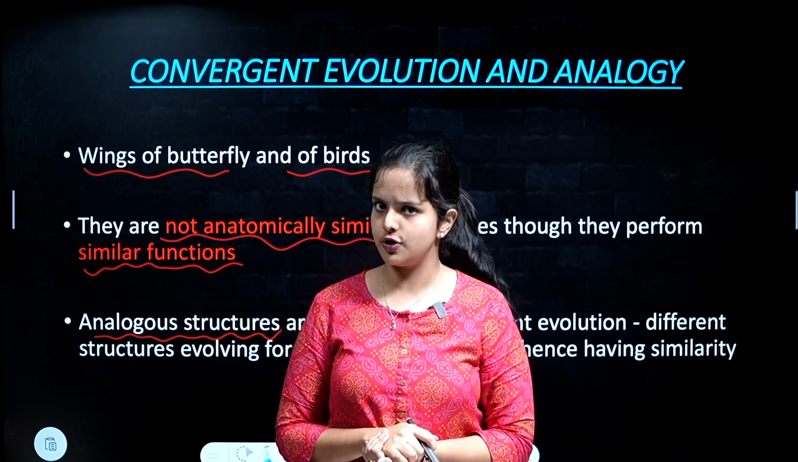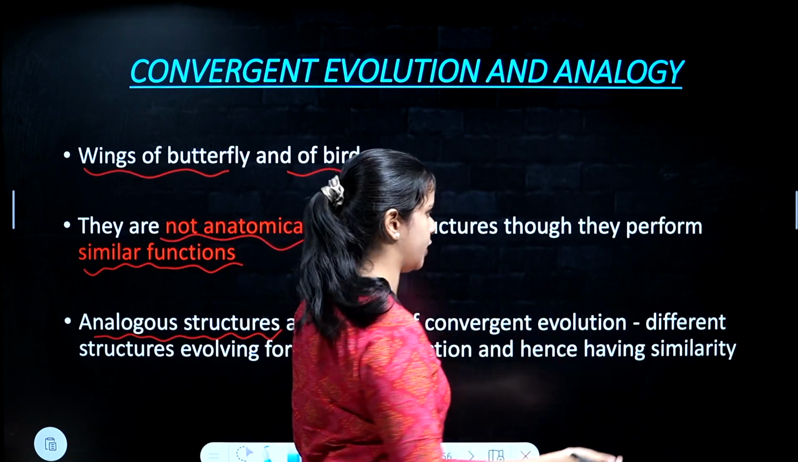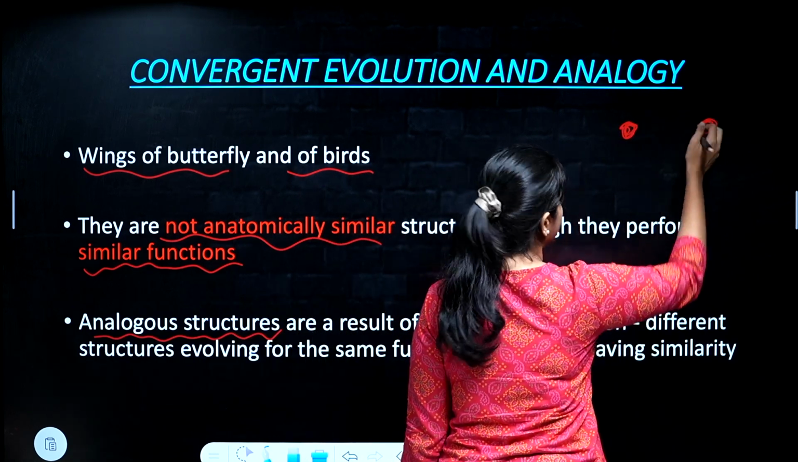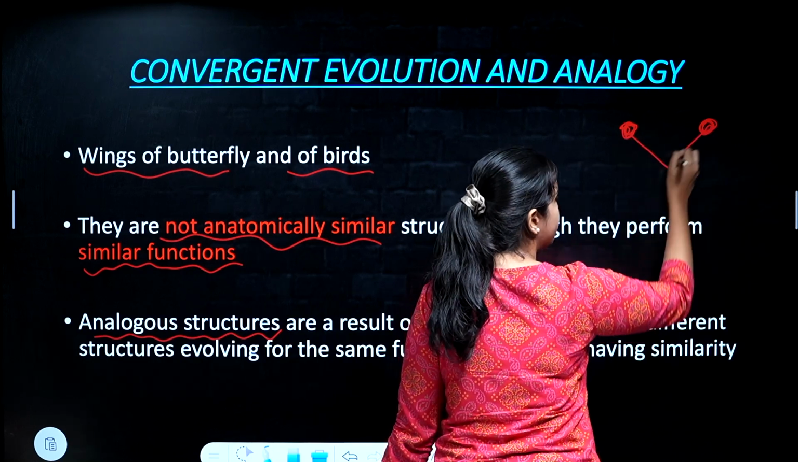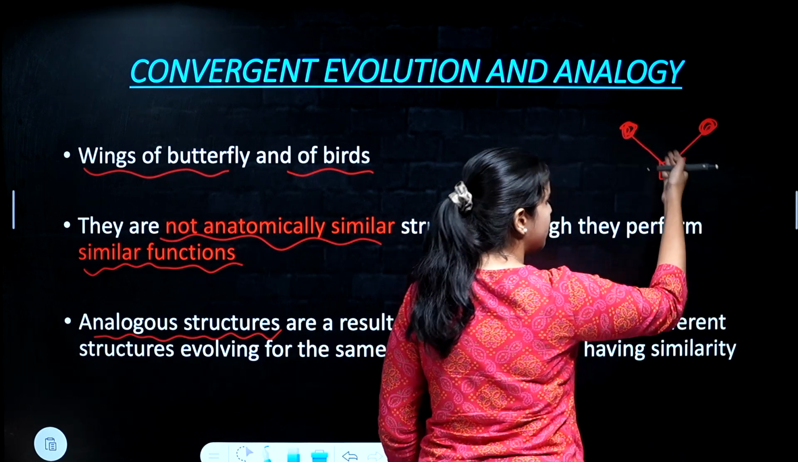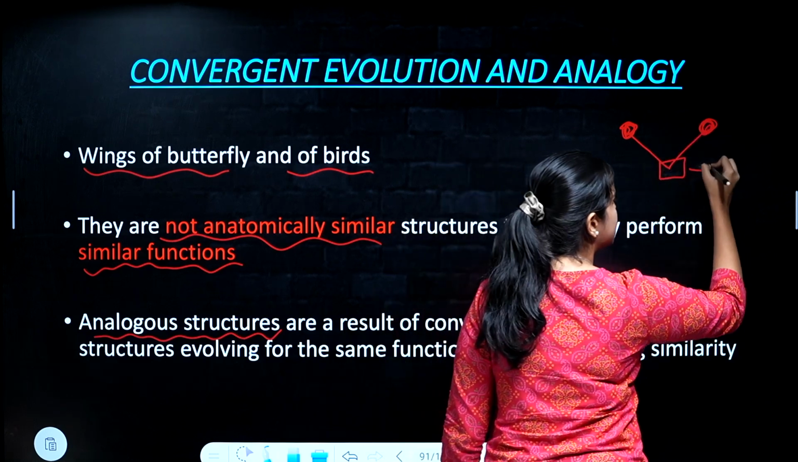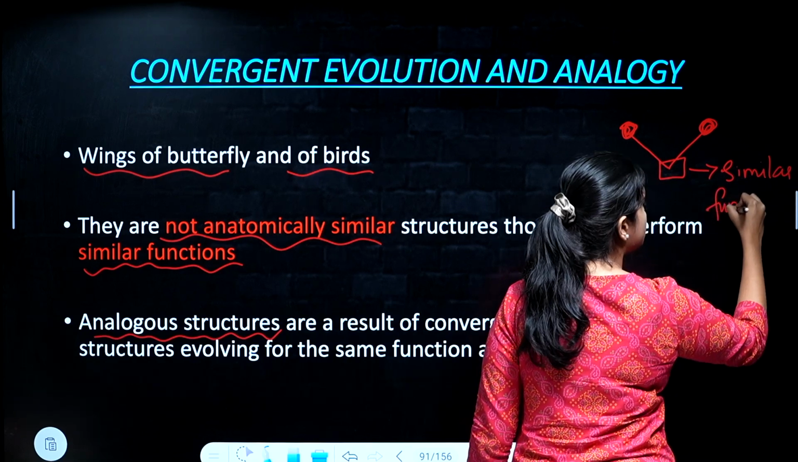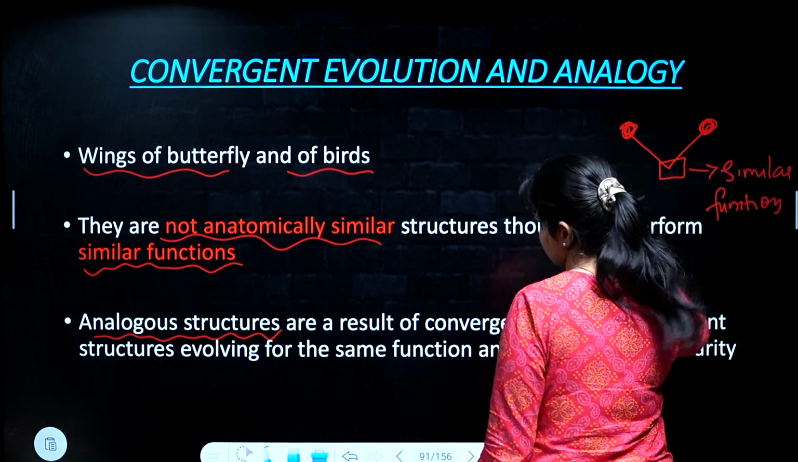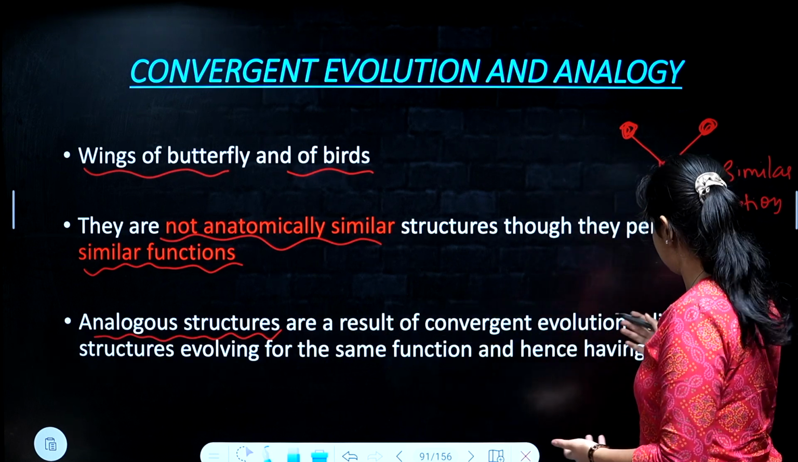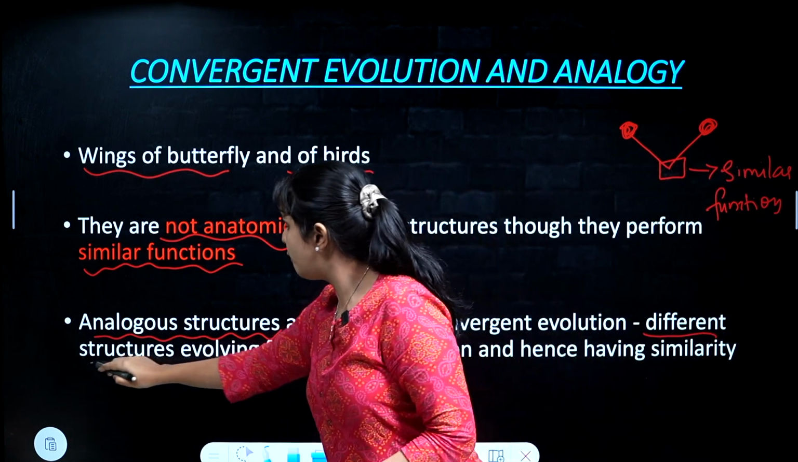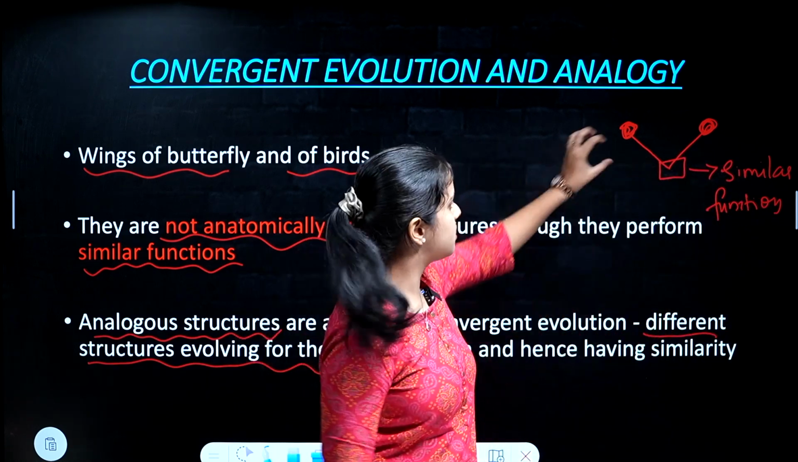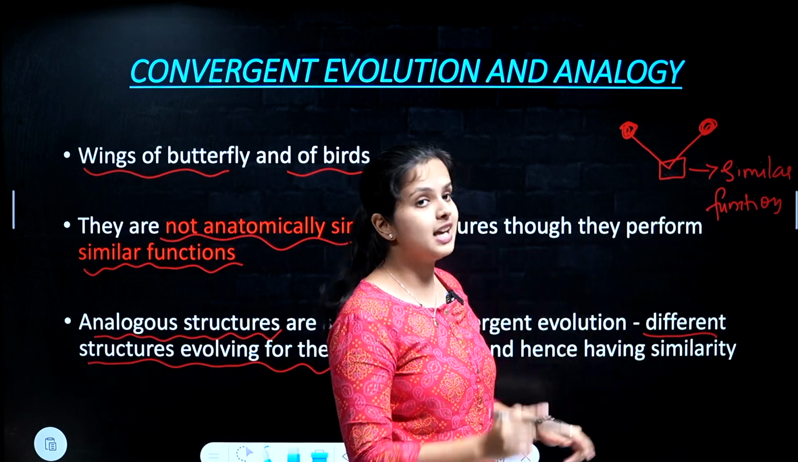What do you mean by convergent evolution? Convergent evolution is nothing but a scenario where two organisms or two different structures, the bird wing and the butterfly wing, are two different structures, but because they had a similar function, they underwent evolution to a similar structure, similar function. So different structures evolve for the same function, and this is known as convergent evolution.